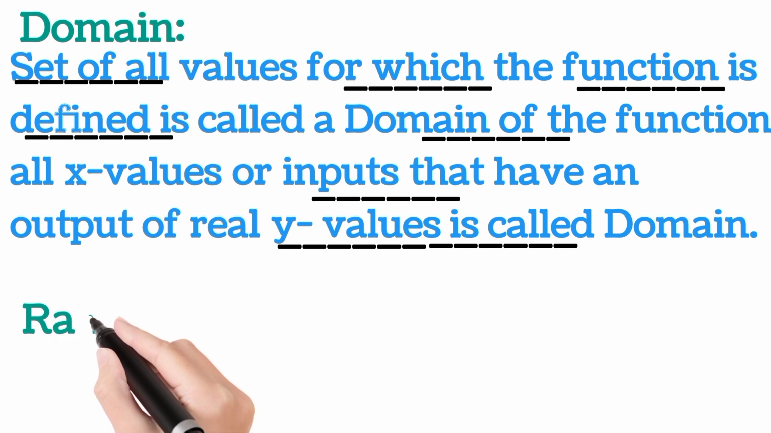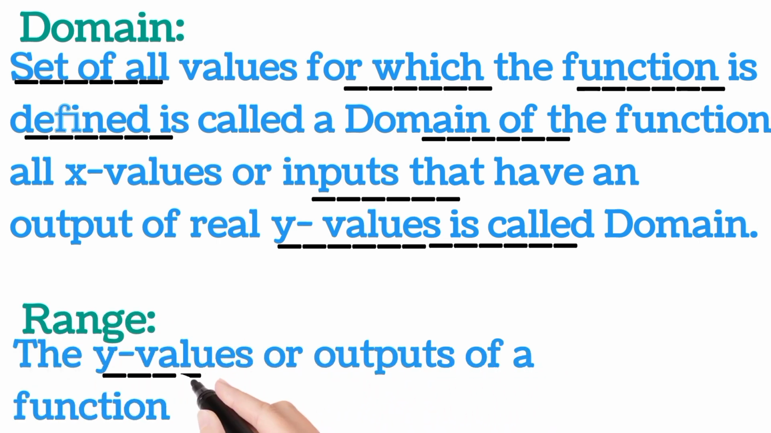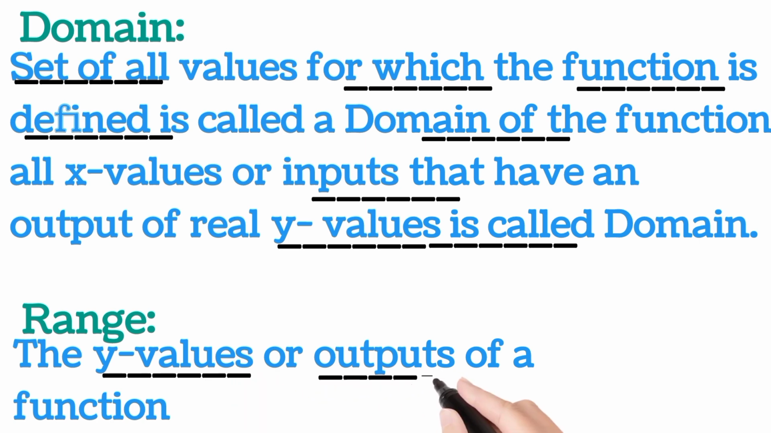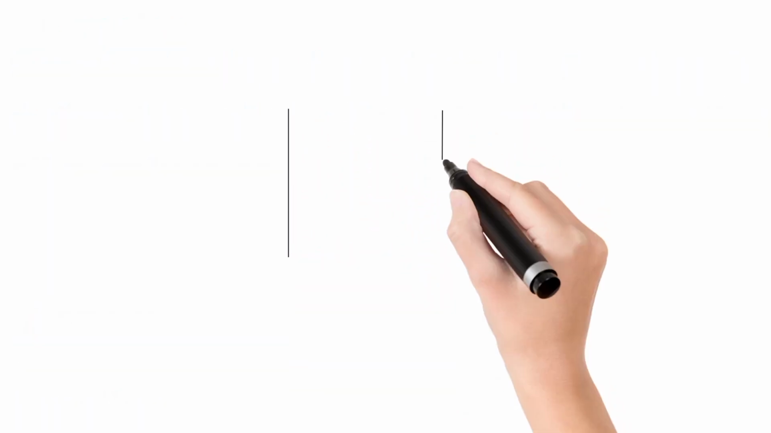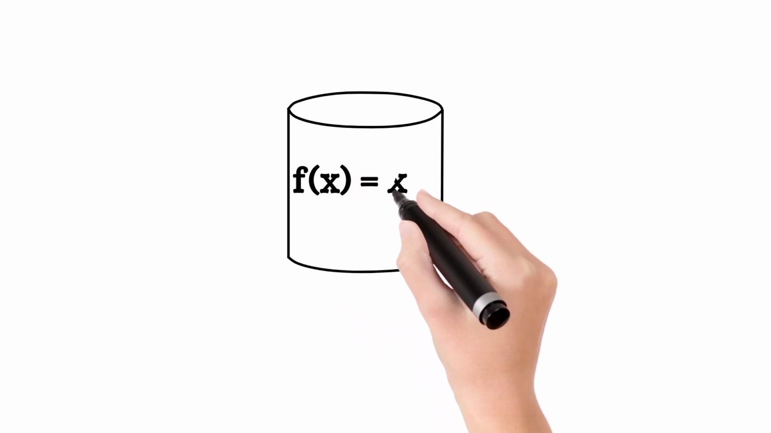So what is the range of the function? The y values, or outputs, of a function are known as the range. To make it more clear, I will take a machine. Let's say this is a machine whose function is f(x) = x square.